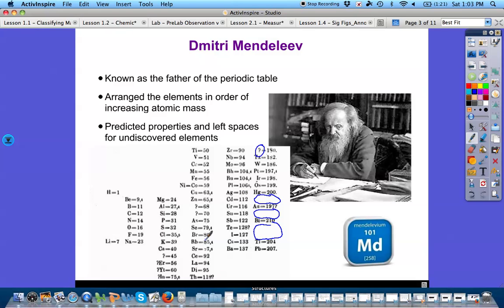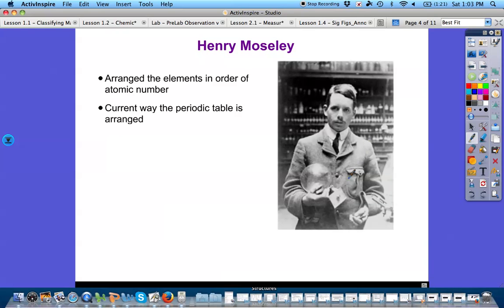There also are elements that are named after people, and so element number 101, Mendeleevium, was named after Dmitri Mendeleev. Henry Moseley arranged the periodic table with the elements in order of increasing atomic number. And this is the current way that our periodic table is organized.